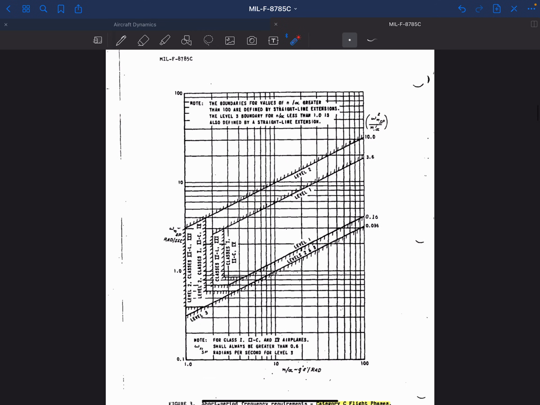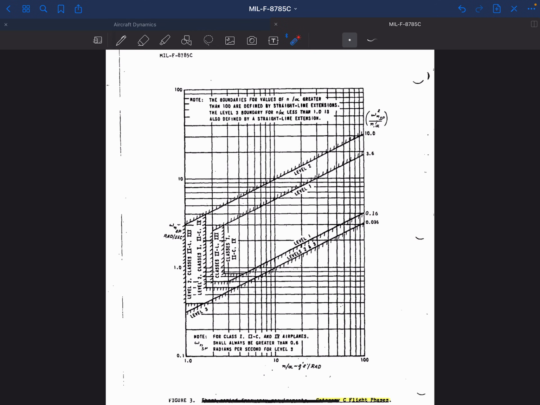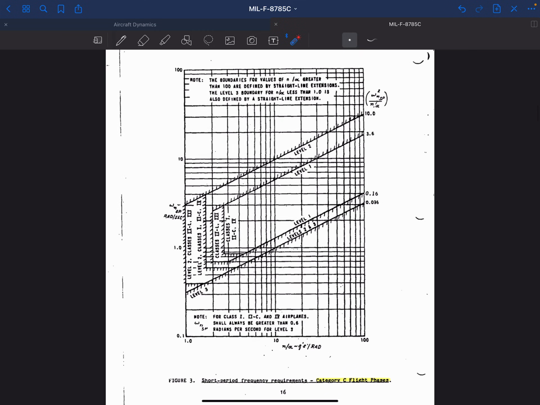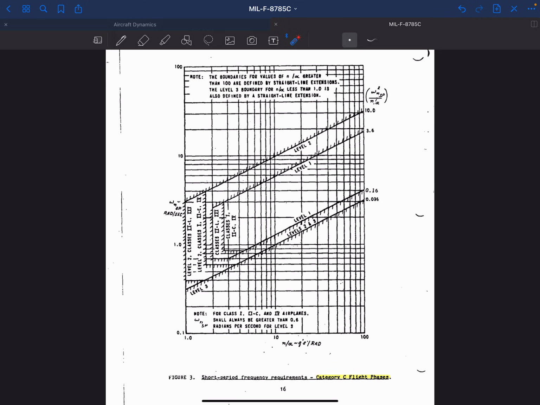And then for this last figure, we've got 0.16 and 0.096. That's a 0.096 right there. And then again 10 and 3.6. So the upper limits on CAP were the same for all of these different categories of flight maneuvers that they were asked to do, these flight phases. But the lower bounds changed.